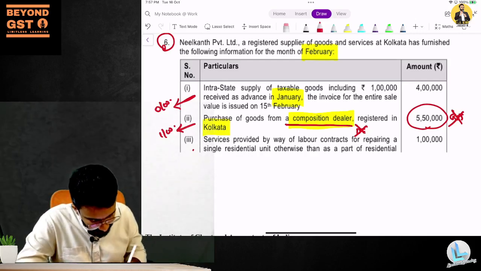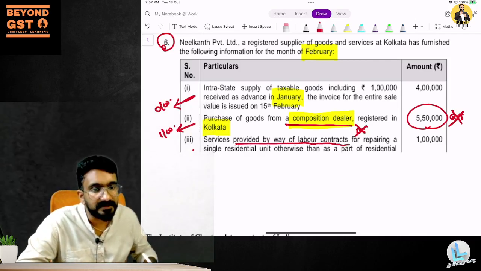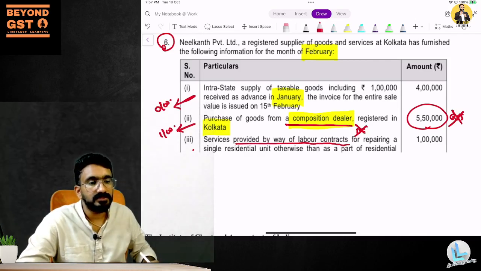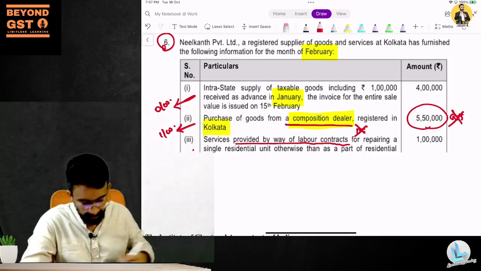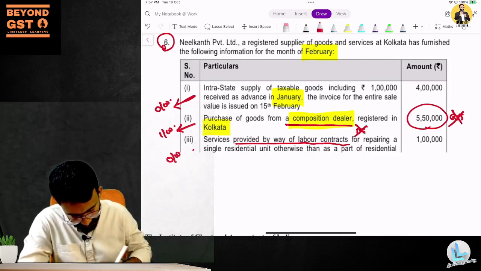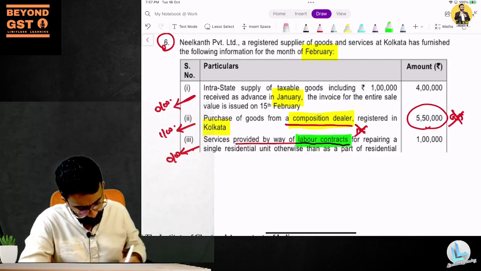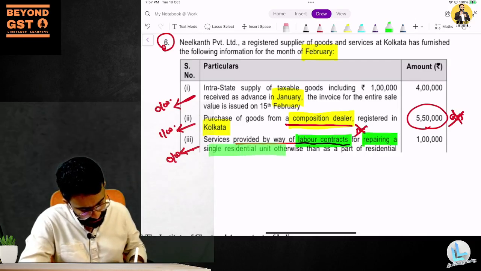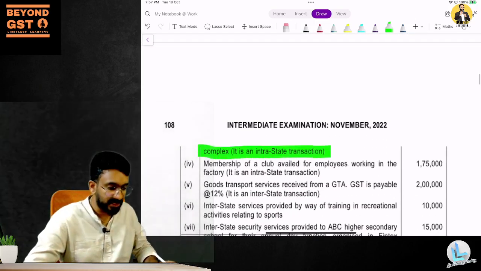Then, services provided by way of labor contract. Is it an inward supply or an outward supply? I provided services, which means it's an outward supply. So what is the service that I'm providing? Labor contract for repairing a single residential unit otherwise than as part of a residential complex, as it's an intrastate transaction.